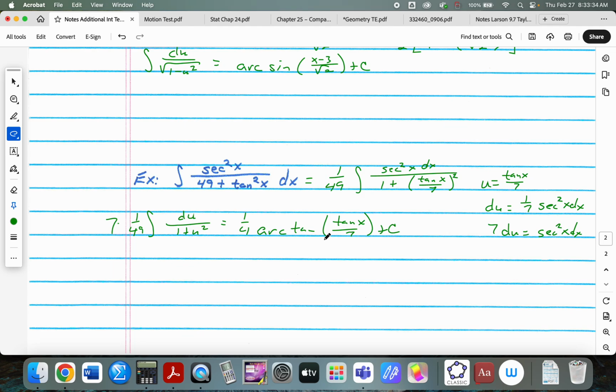All right, any other questions? So again, let's get in and work it until it looks like something that I can go, oh, I can take the antiderivative of that easily. All right.